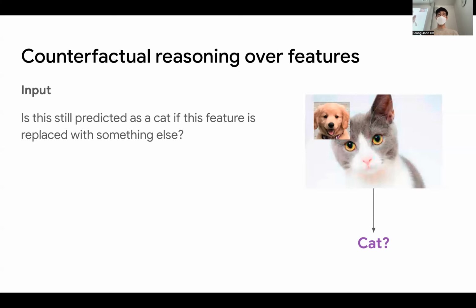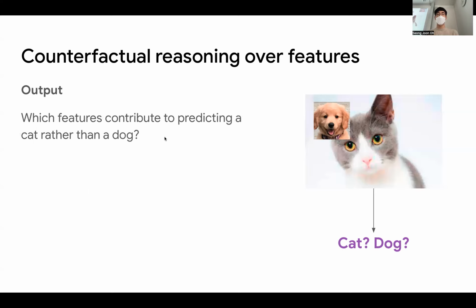You can also do this, right? Who prevents you from doing this? And this is still a counterfactual question. What happens if you do something else than now, and what happens, right? Is that still going to be predicted as a cat? And as a result, what's the response of the model? Is it now predicted as a cat or a dog? What does that tell us?